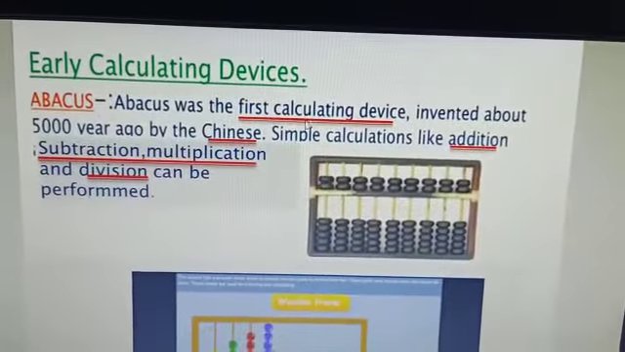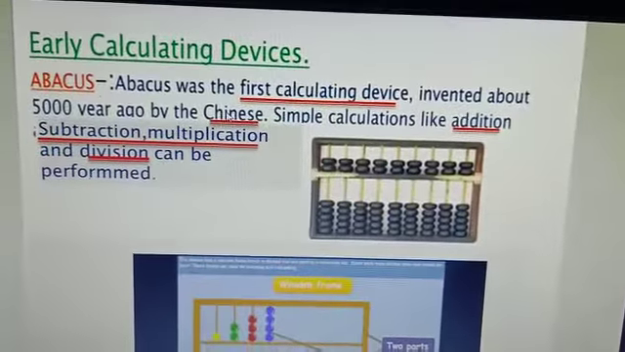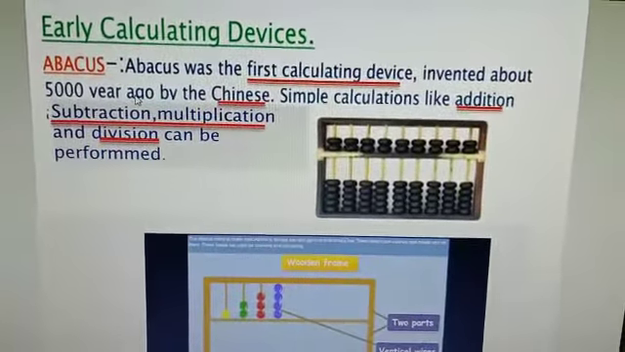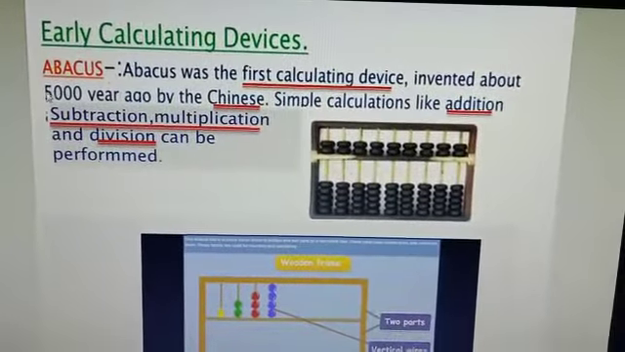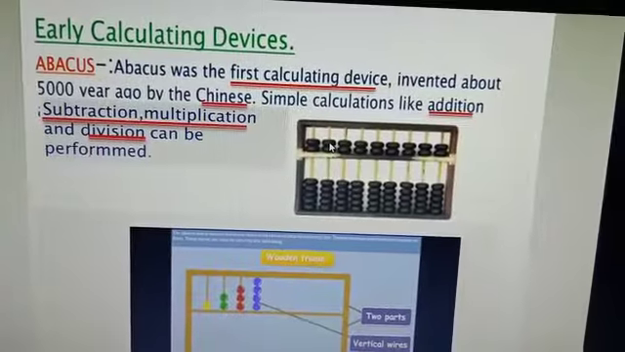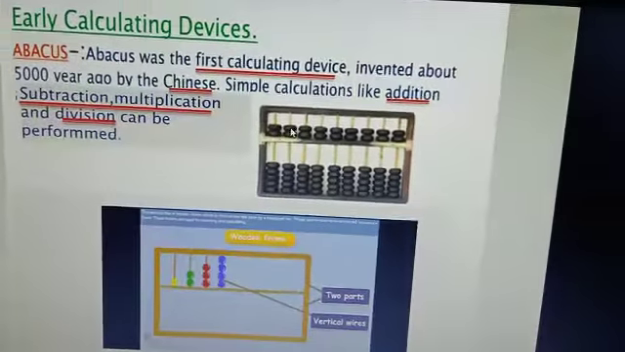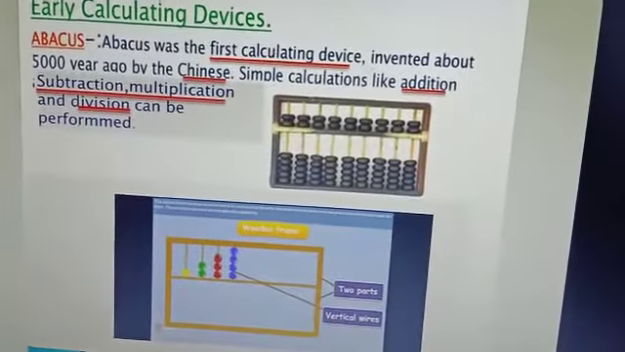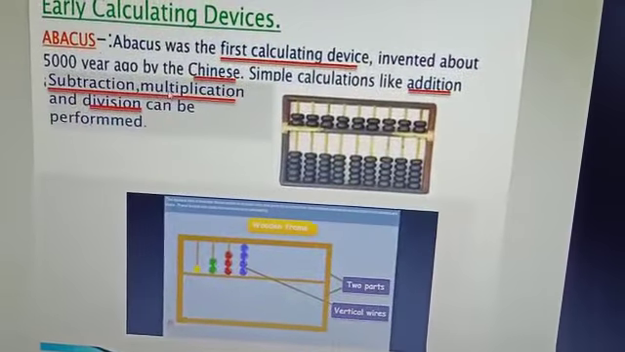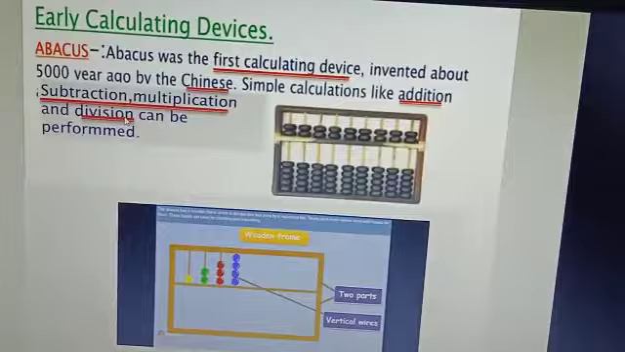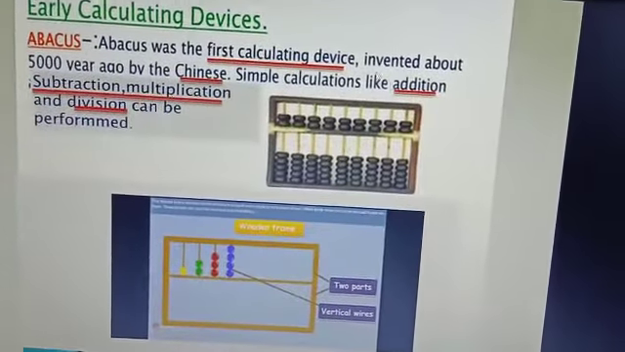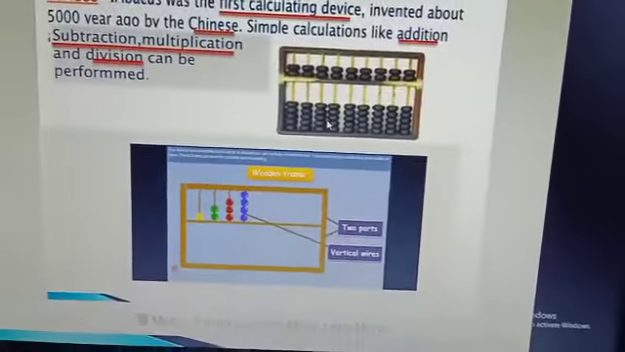Who invented this? Chinese invented this 5,000 years ago. When did they find this? 5,000 years ago only they found this device named abacus. What was the use of this abacus? They could do addition, subtraction, multiplication and division using this device. Understood? So what is the peculiarity of this device? Let us have a note look on that.